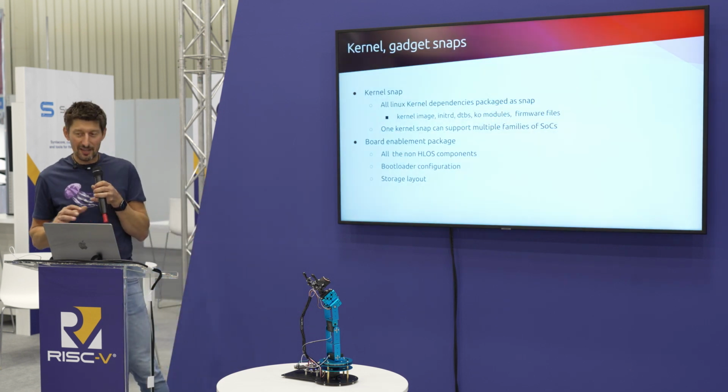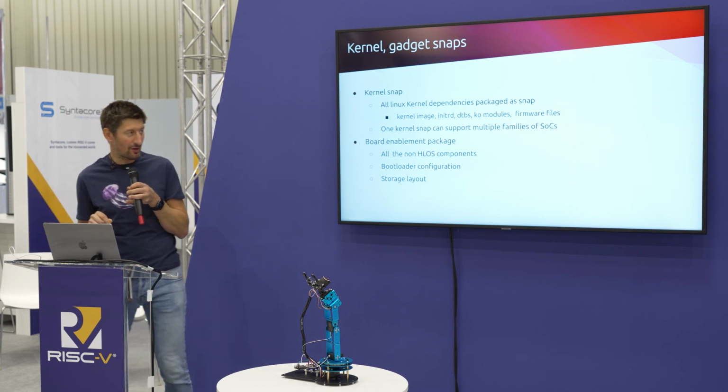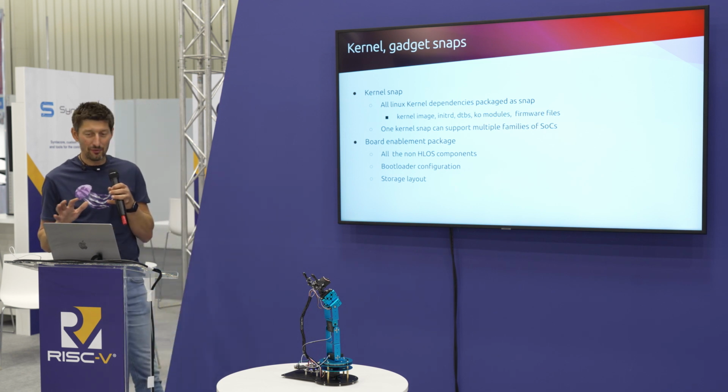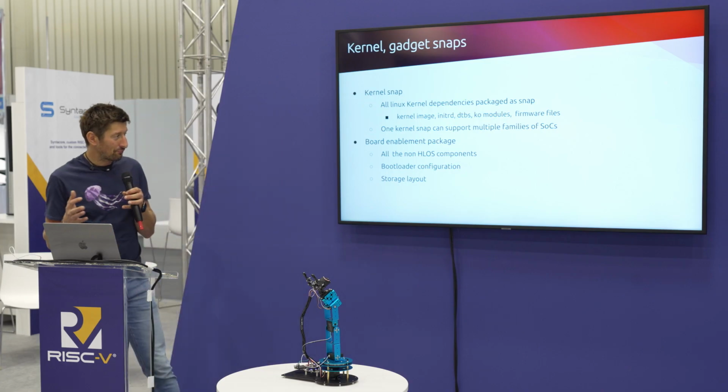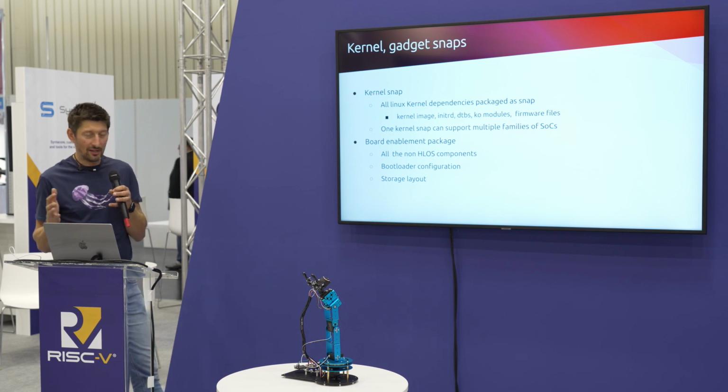So what does it take to enable Ubuntu Core on new platforms? We have two main snaps that we have to worry about. The first is the kernel snap, so think of it like a Linux kernel plus initrd plus your device tree, firmware files, and kernel modules, all packaged as one immutable file system. Then you have a board enablement package, what we call the gadget snap. That's all your non-HLOS components.